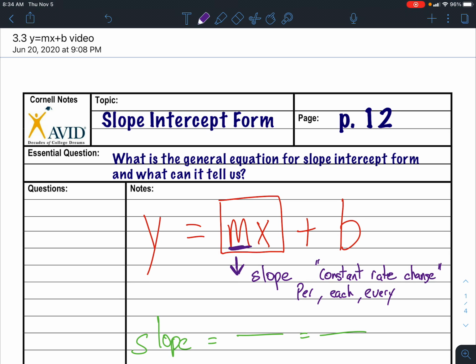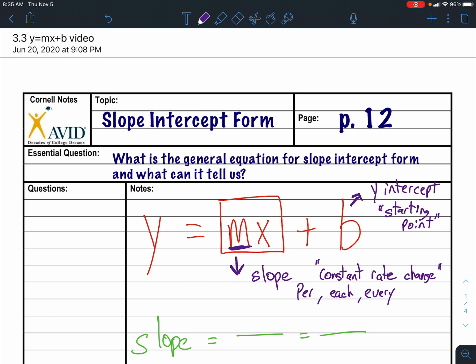Why do they call it m? I'm sure it was some Greek letter or something like that, the Greek term for it, but we call our slope m. Just like we call b our y-intercept. Right? So another way to say your y-intercept is your starting point.